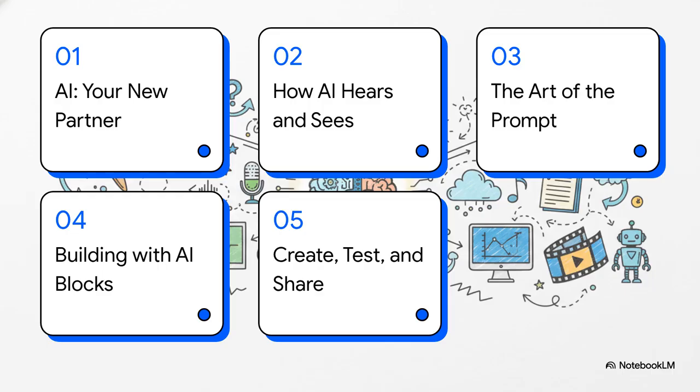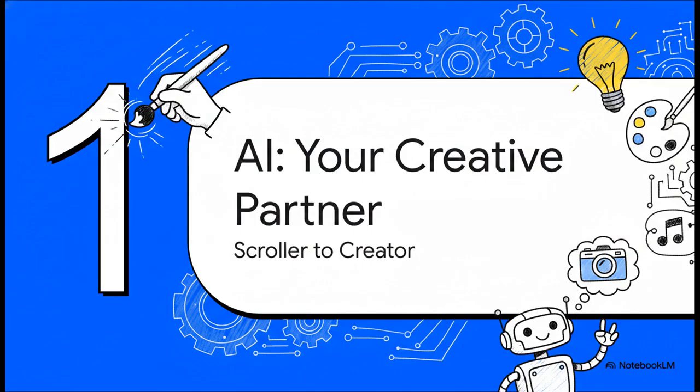All right, so here's our game plan for today. First up, we're going to talk about AI as your new creative partner. Then we'll peek under the hood, see how it actually hears and sees the world. After that, we're diving into the art of the prompt. Super important. Then we'll get into building with AI blocks and wrap things up with how to create, test, and share what you've made. So, first things first, let's totally reframe how we think about AI.